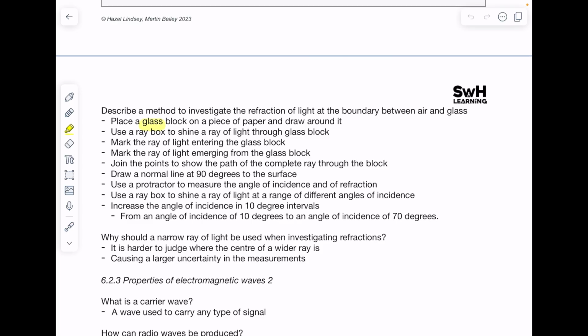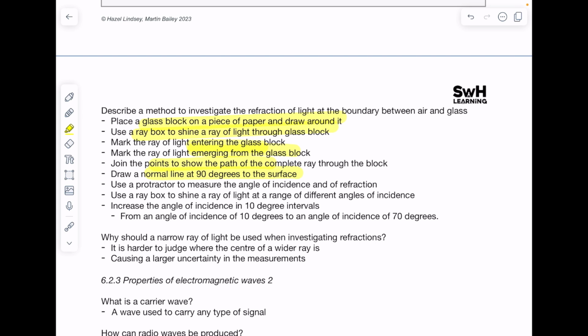We need to place a glass block on a piece of paper and draw around it. We use a ray box to shine a single ray of light through the glass block. We make a note of where that ray of light enters the glass block and where it leaves. Then we join those points.